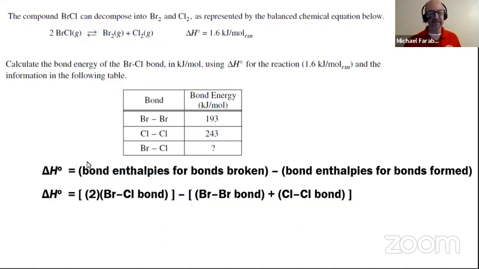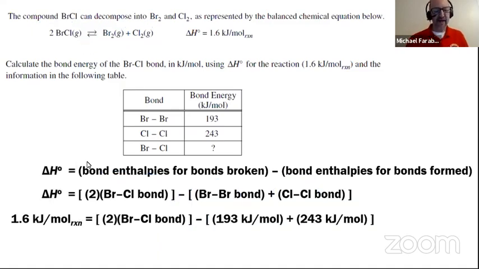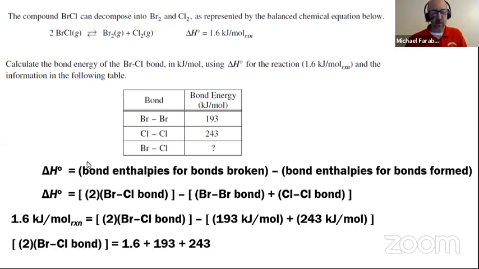All right, they gave us the delta H was 1.6, and that is equal to 2 times whatever the bond enthalpy of a Br-Cl bond is. We don't know that yet. That's the question mark in the table, minus 193 plus 243. So we'll go ahead and just combine the numbers. So 2 times the BrCl bond, which we don't know yet, is equal to 1.6 plus 193 plus 243.